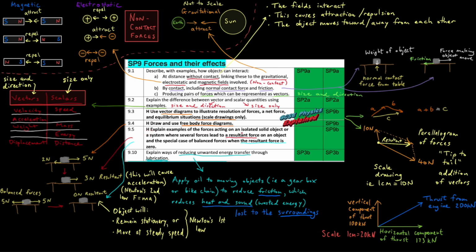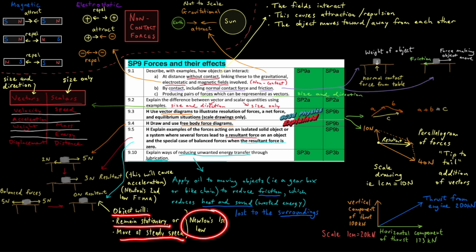Again higher. Explain examples of the forces acting on an isolated solid object or a system where several forces lead to a resultant force. So that's what I've just said there. On an object, and the special case of balanced forces when the resultant force is 0. So in other words, if I follow this down here, this time you've got 5 newtons to the left, 5 newtons to the right. That's going to cancel out to give 0 newtons of a resultant. So in other words, the object will remain stationary if it's already stationary, or it'll move at a steady speed.